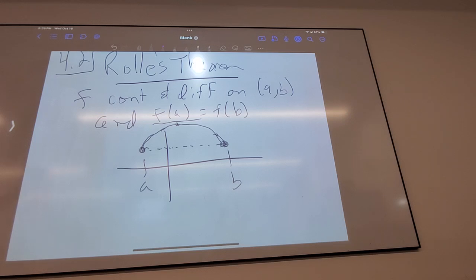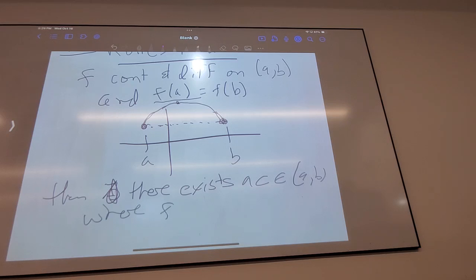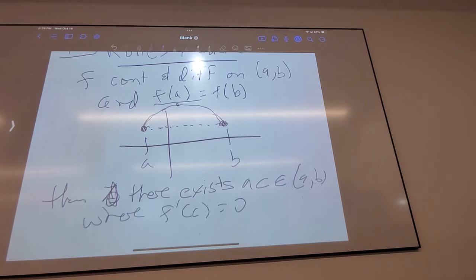If I have a function that is continuous and differentiable, so it's not allowed to jump and teleport and do weird things, and its output here is the same as its output there, it has to have at least one place where the slope is equal to straight across, which in this case is 0. So the then is: there exists a C in (A, B) where f prime of C equals 0. That's the technical speak for there's a place where it's got a horizontal tangent line.